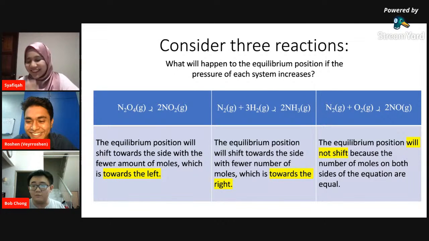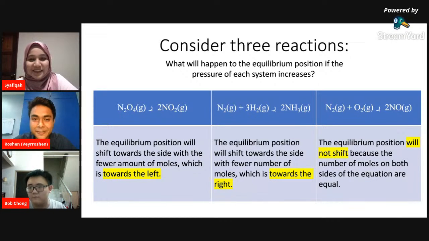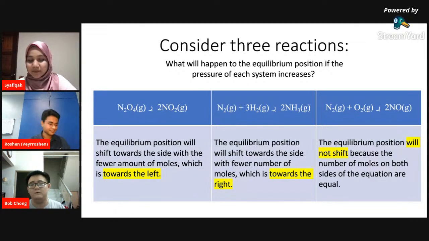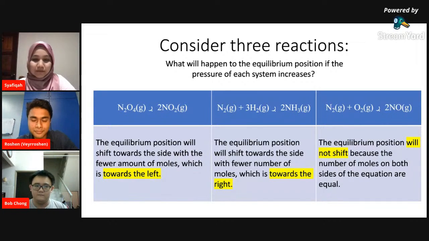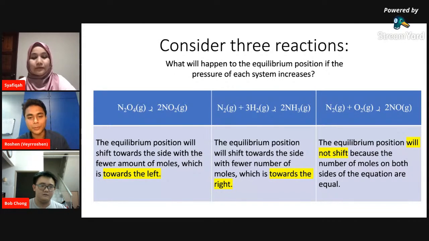So the equilibrium position in this case will actually not shift, because the number of moles on both sides of the equation is equal. Yes, because I can't increase or decrease the number of moles. So the equilibrium position will not shift. Pressure increase, pressure decrease, it does not shift. So three different conditions: they will shift in different ways, towards the left, towards the right, or not shift. It all depends on the equation. As usual, it always depends on the equation whether it shifts left or right. Because in the end, what we want is balance, right?